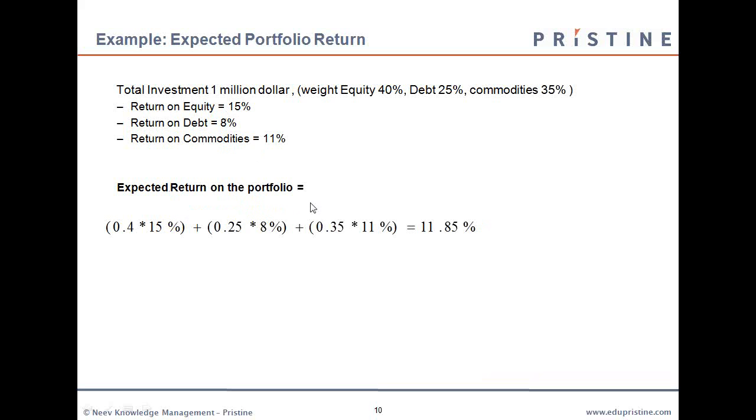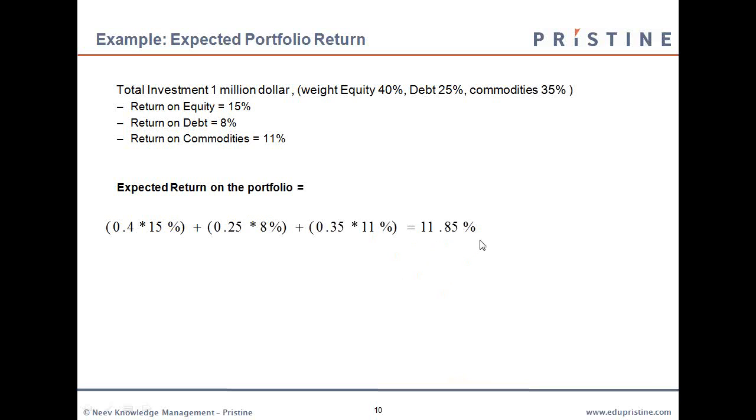So how to calculate the expected return of your portfolio? We'll simply take the weighted average of the return. In this case, we'll take the weight of equity, that is 0.4, and multiply it with the return of equity, that is 15%. We'll once again take the weight of debt, that is 0.25, and multiply it with the return on debt, that is 8%. We'll take the weight of commodity, that is 35%, and multiply it with the return of commodity. So it comes out to 11.85%.